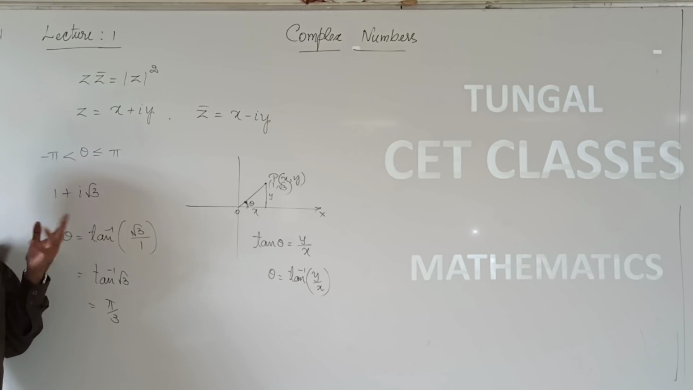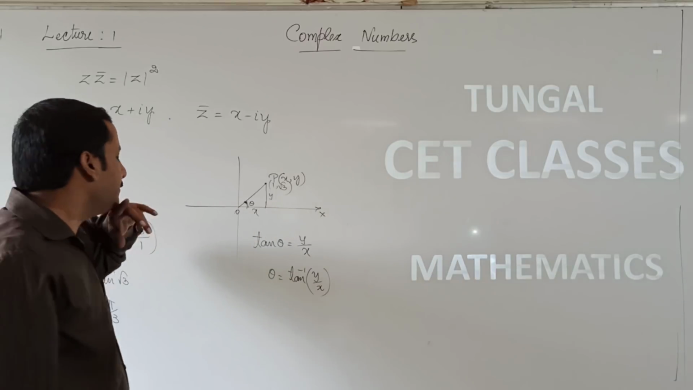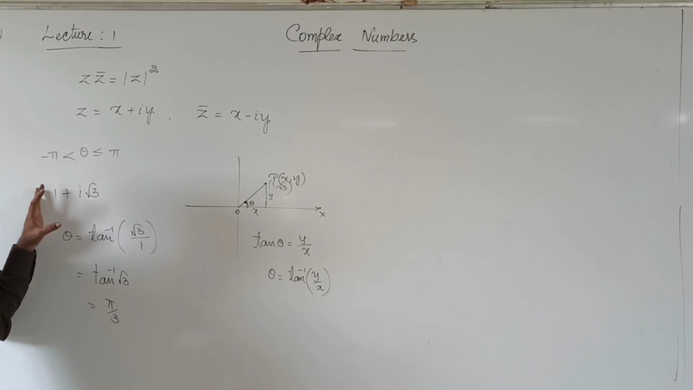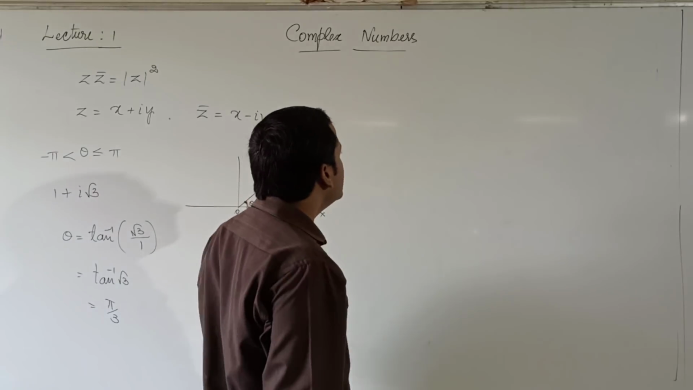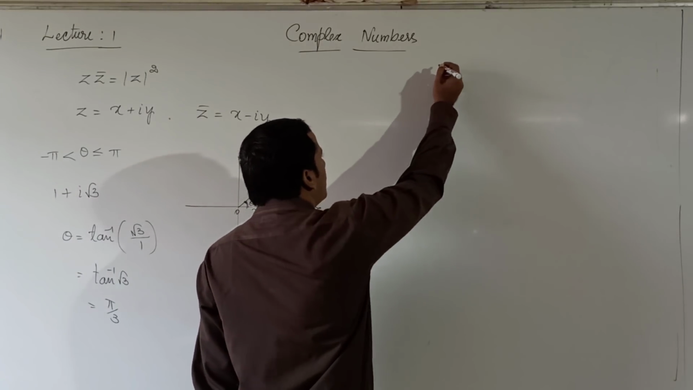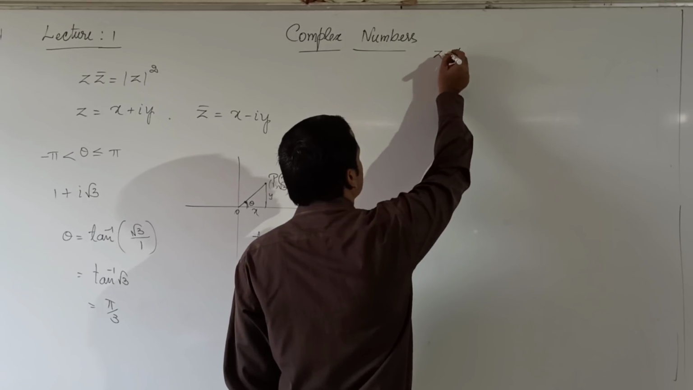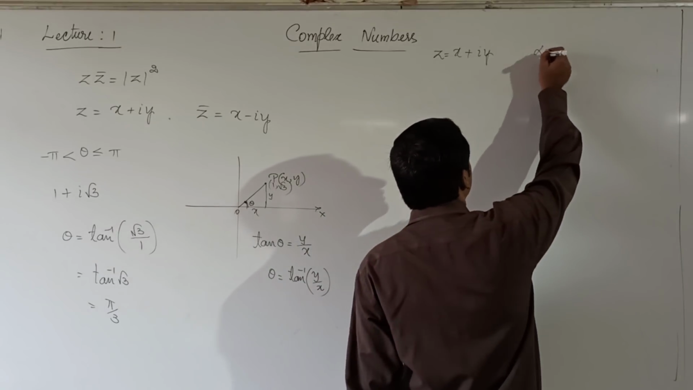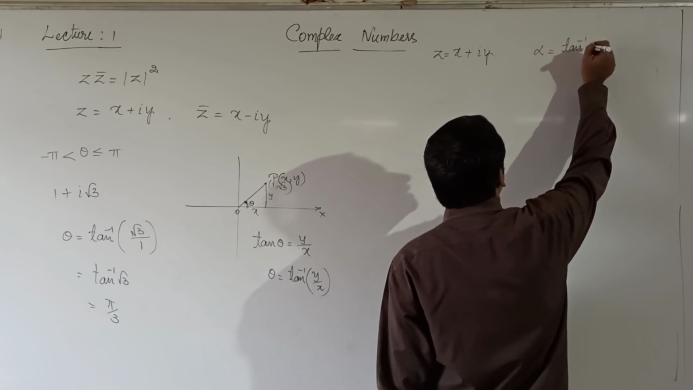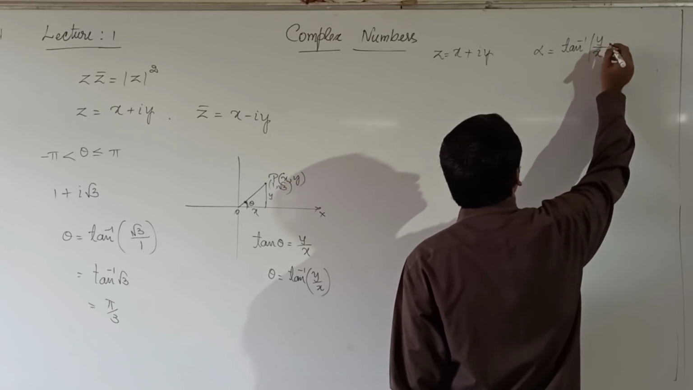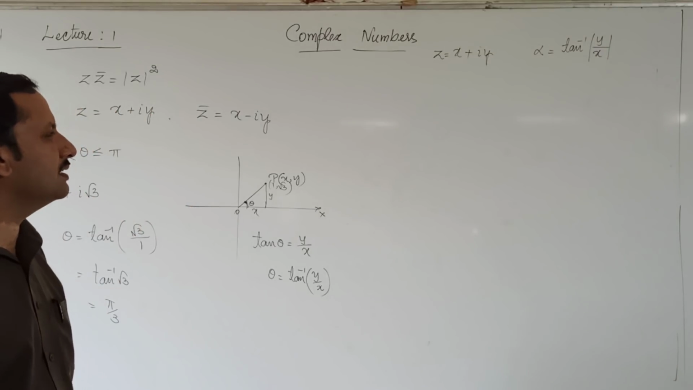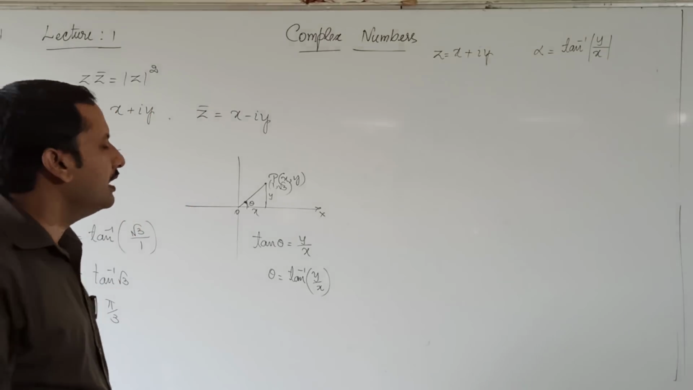But it's not necessary that the complex number must always lie in the first quadrant only, it may lie anywhere. So now I give you a table where by looking at that table you can identify, if it lies in the first, second, third or fourth quadrant, how to find the value of theta. Whatever complex number is given, you take that as x plus iy. There you find out alpha. I will define alpha as tan inverse of modulus of y by x. Okay? This is alpha.